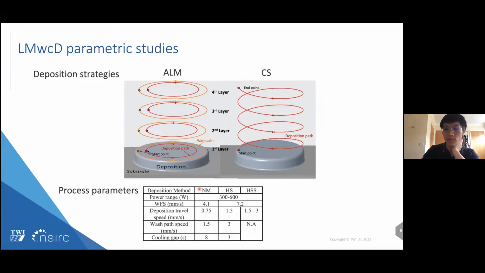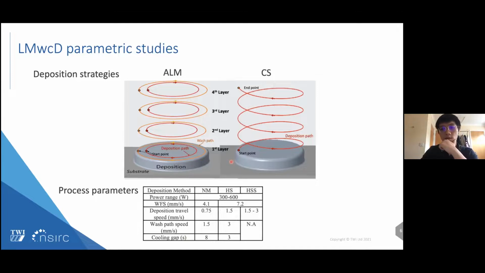aiming to reduce the processing time, 3 different deposition methods were designed. The first, the feasibility study parameter, is used as the normal method deposition, and based on it, the high-speed method increases the travel speed and the wash path speed, and also decreases the cooling gap to 3 seconds. But these two methods are still additive layer manufacturing, which means they deposit material layer by layer.